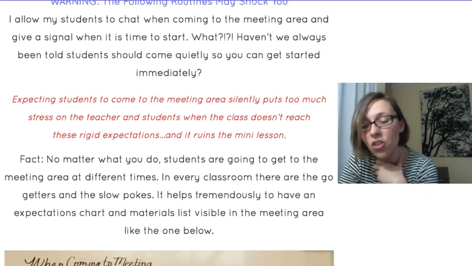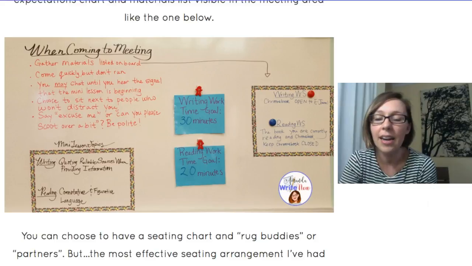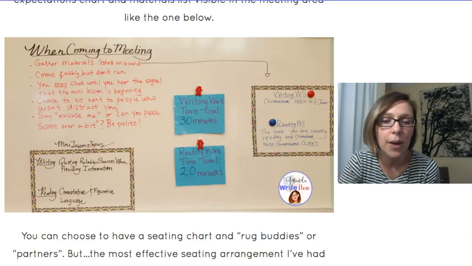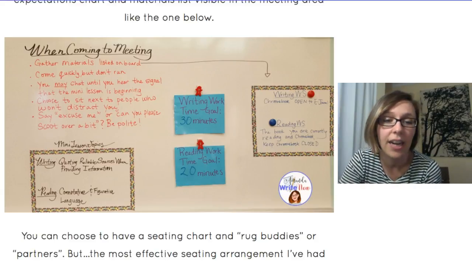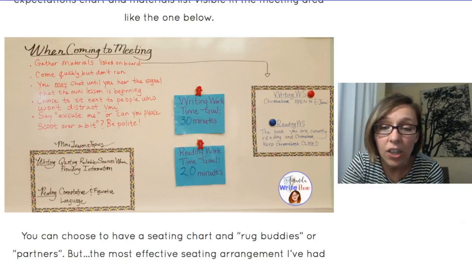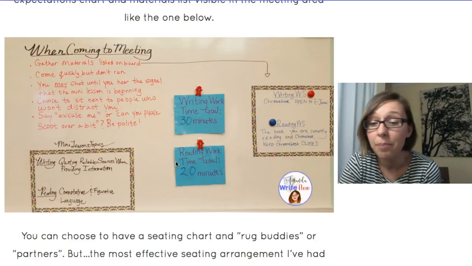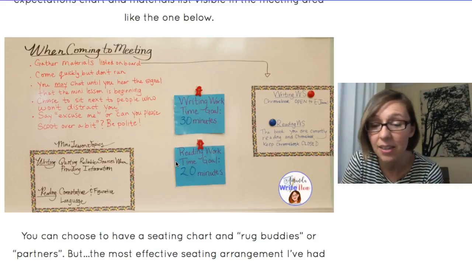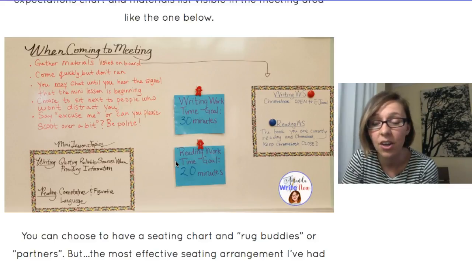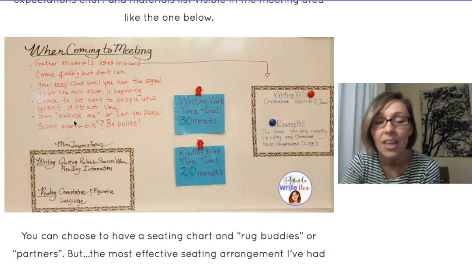So make sure that you have some sort of board or an expectation list. So this is what my board looks like. And it details, when coming to the meeting area, bring the materials listed here. And then, what do you say if someone is in your way? Like what are you supposed to do, and what's the best way to get to the meeting area? These are all important things to consider. And so I use quotes for my students here. I say, make sure you say excuse me, try to find the best way, don't walk over people, be polite.